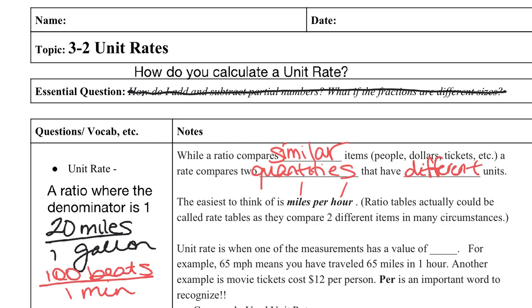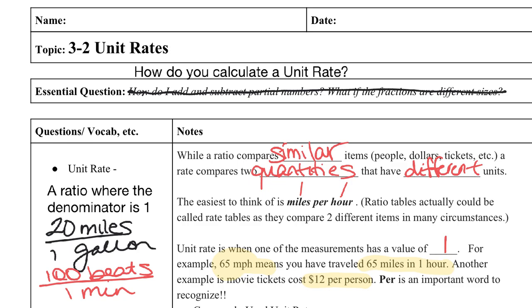A unit rate is when one of the measurements has a value of 1, because we want to break it down to 1. For example, it says 65 miles per hour. This 65 mph means you traveled 65 miles in 1 hour. Another example is movie tickets cost $12 per person. It's $12 for one person.